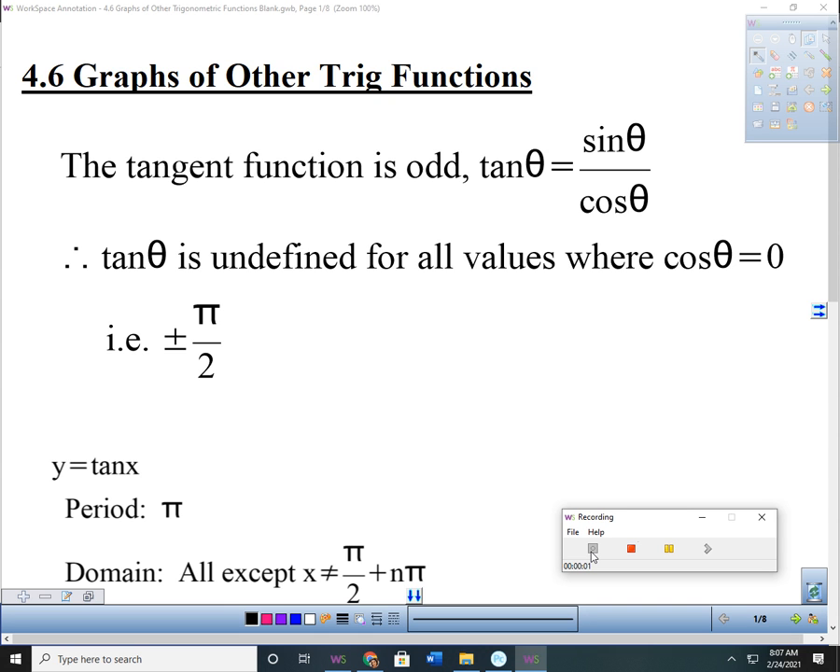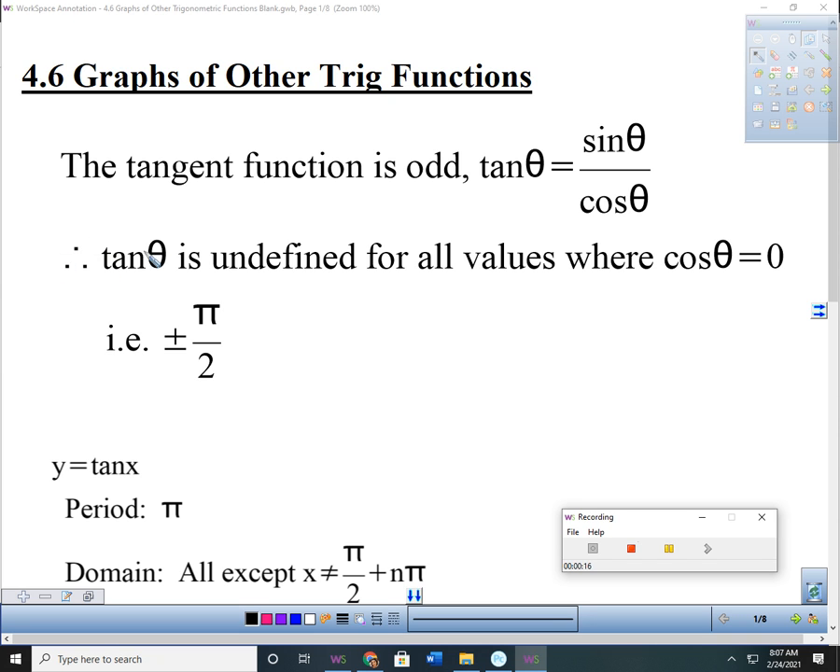So we talked about sine and cosine graphs in 4.5. So in this lesson, we're going to talk about the other trig functions. So that would be your tangent and then your inverse functions. So tangent's an odd function, and remember that tangent is equal to your sine over your cosine. Therefore, that's what these three little dots right here in this triangle form.